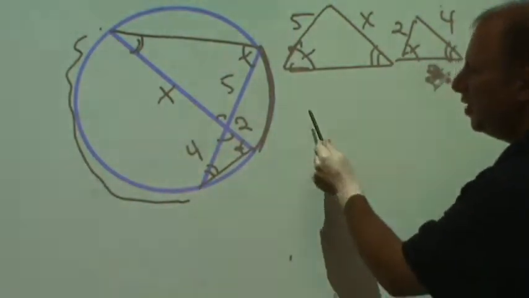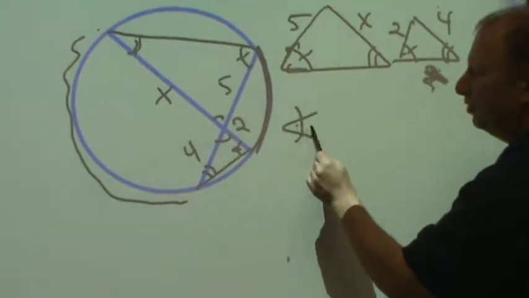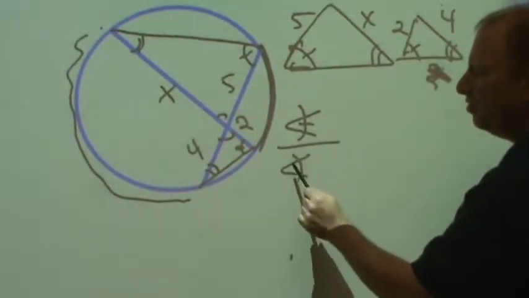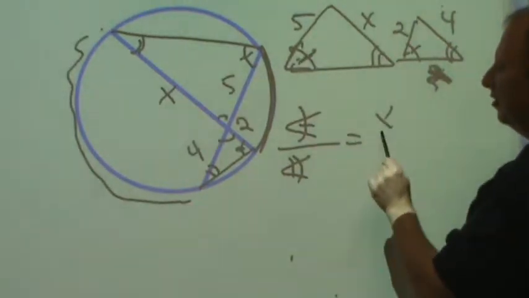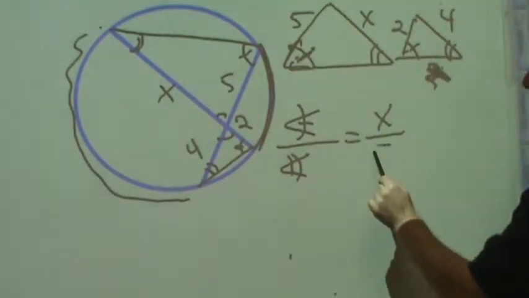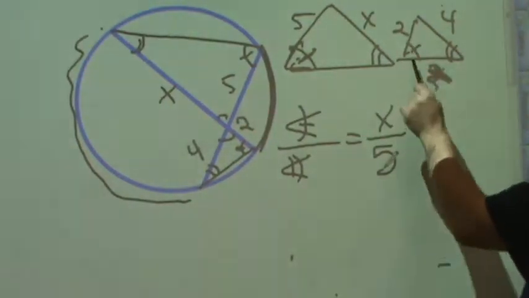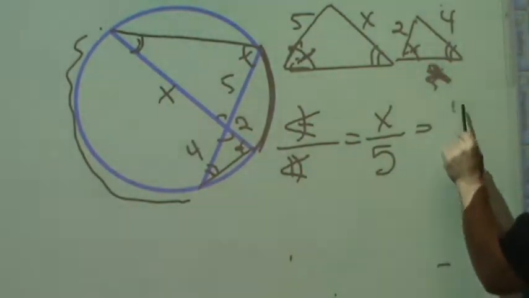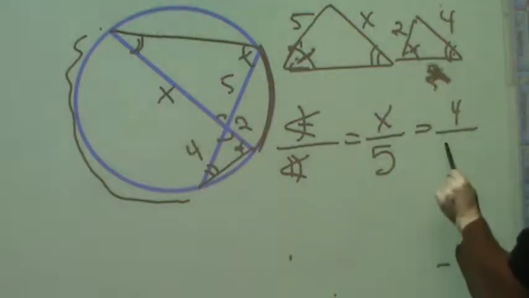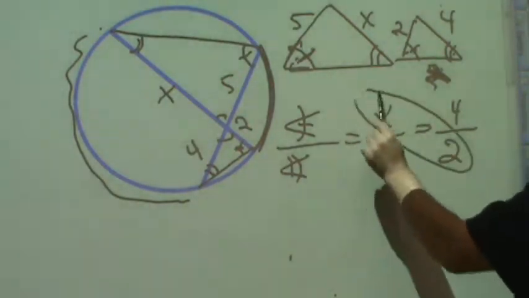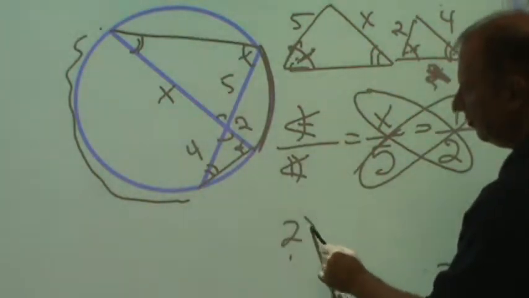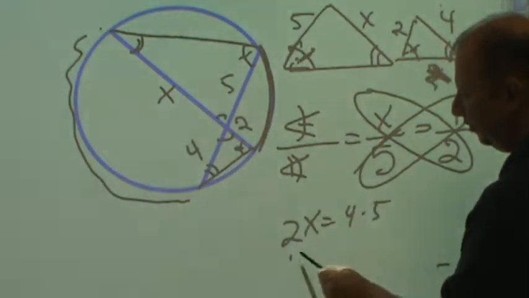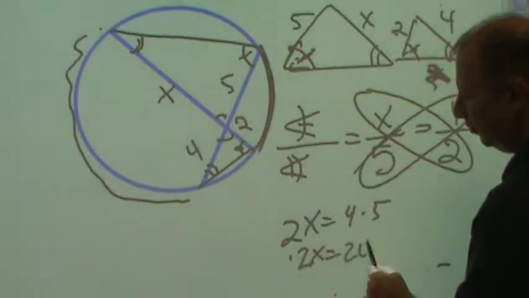And this is the way I set it up, at least until we learn and understand it. We're going to set up a proportion. Opposite this one is an x. Opposite the double was a 5. Opposite this piece was a 4. Opposite the double was a 2. And by cross multiplication, we have 2x is equal to 4 times 5. 2x equals 20. X equals 10.